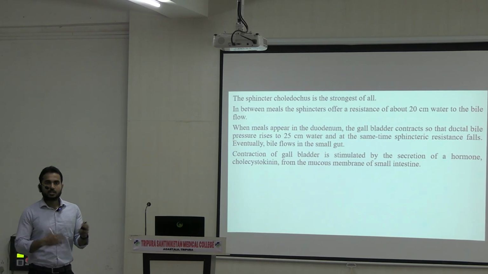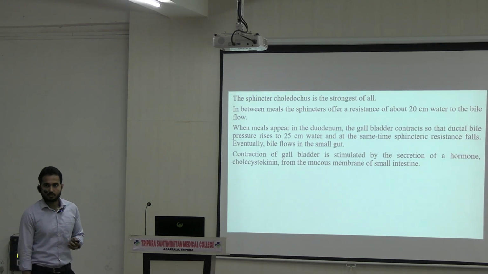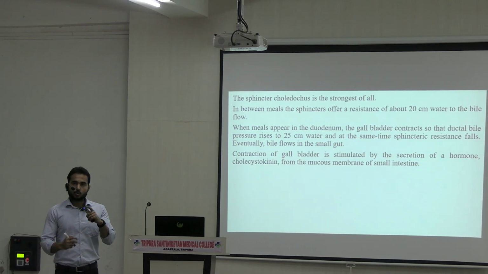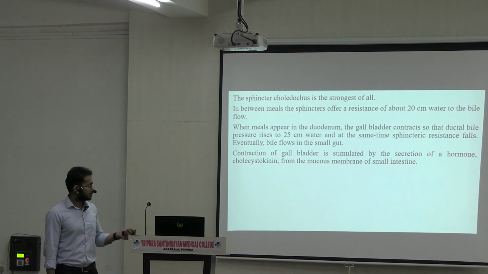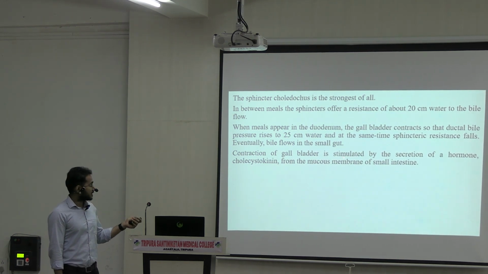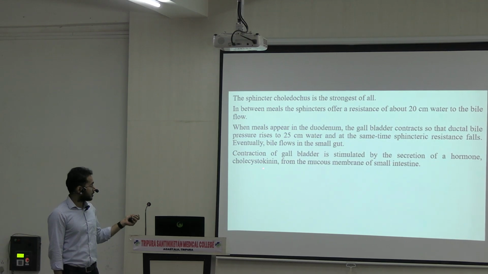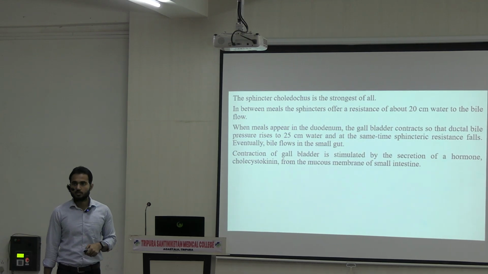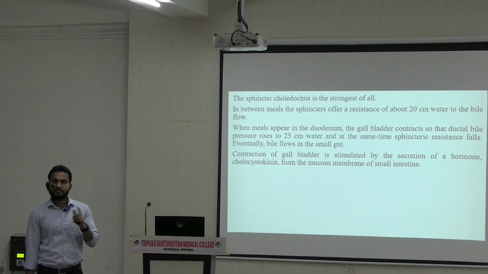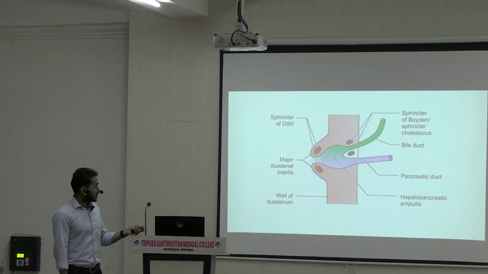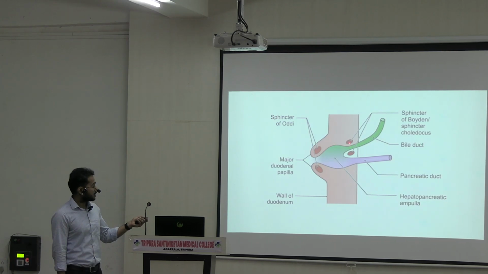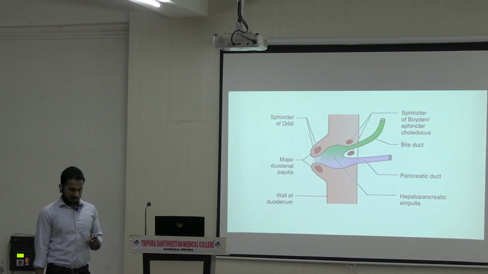So this is how the pressure inside the biliary system is maintained, and for that the main role is played by the gallbladder. Contraction of the gallbladder is stimulated by secretion of the hormone cholecystokinin from the mucous membrane of the small intestine, when a fatty meal is reaching that particular part. So here you can see the sphincters. This is the sphincter choledochus, this is the sphincter pancreaticus, and this is the sphincter ampullae.